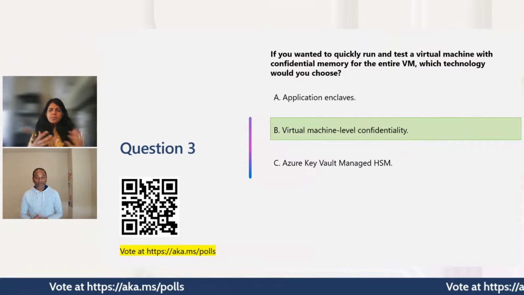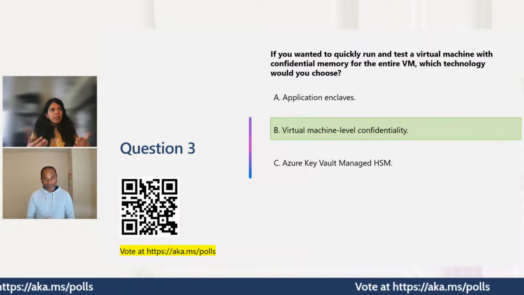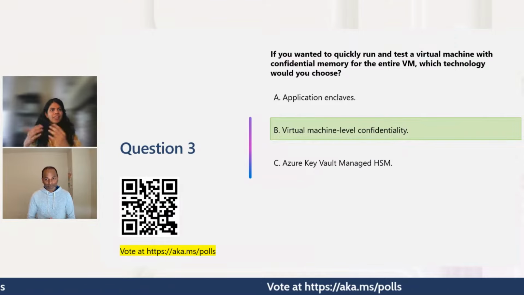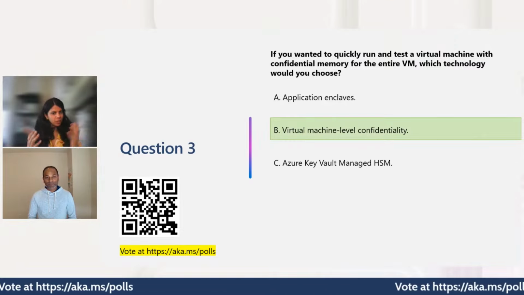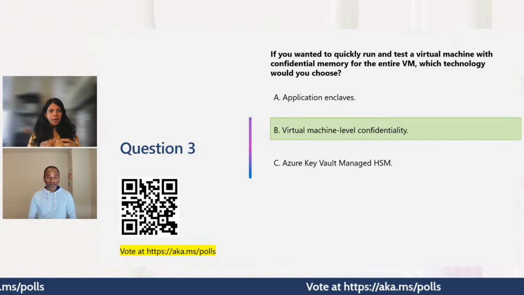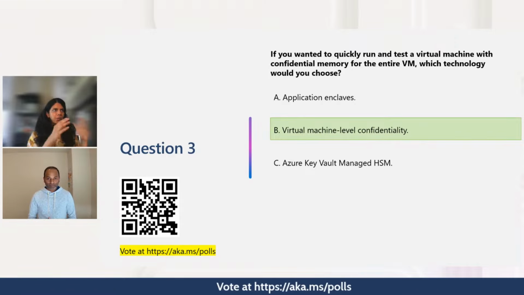Got it. So you decide whether you want to go for an application enclave or virtual machine level confidentiality based on your workload. If you want to lift and shift existing workloads, then it's option B. But if you want to narrow it down and you only want to protect your applications, then you'd use an app enclave.